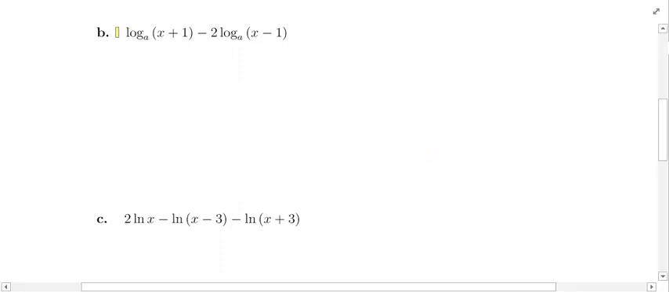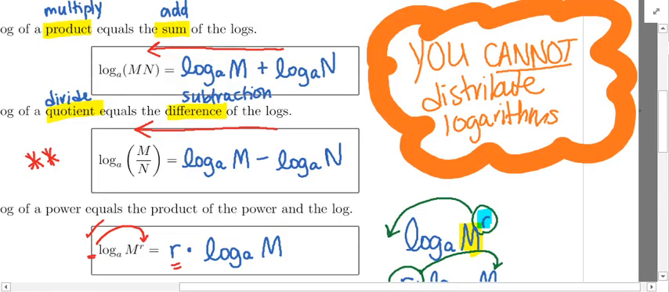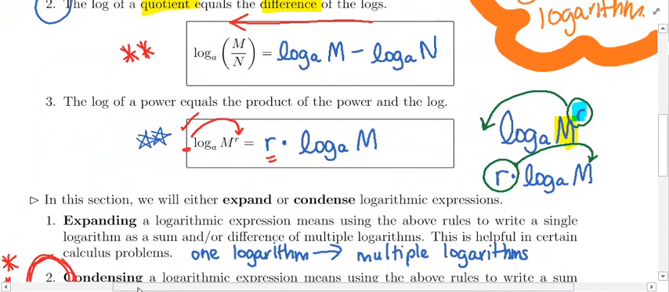So if we look in front of our first logarithm, there's a 1 in front, so that's okay. We don't have to do anything. But in the next one, we have a 2 in front. So it's 2 times the logarithm. Based on one of the major properties that we learned, if we go back to page 1 and look at this third property, we learned that the log of a power equals the product of the power and the log. So if we're condensing, we're using this property in this direction.